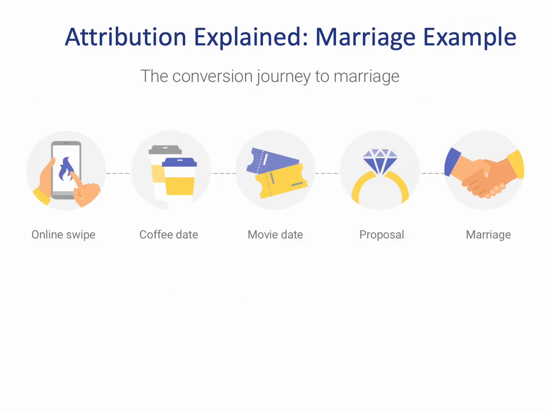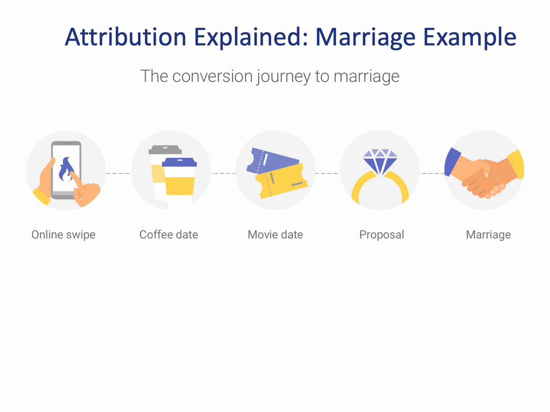Now let me explain attribution through the marriage example. Okay, so here you can see the conversion journey to marriage. Step 1 usually starts with a swipe on a dating app. Don't we just love using online dating apps today? Step 2 might be going on a coffee date or some other kind of date. And step 3 is a movie date. Step 4 is the proposal. Yeah, it's pretty quick in this particular model, but sometimes that's what happens in real life. And finally, here you go, the conversion, which is the marriage.